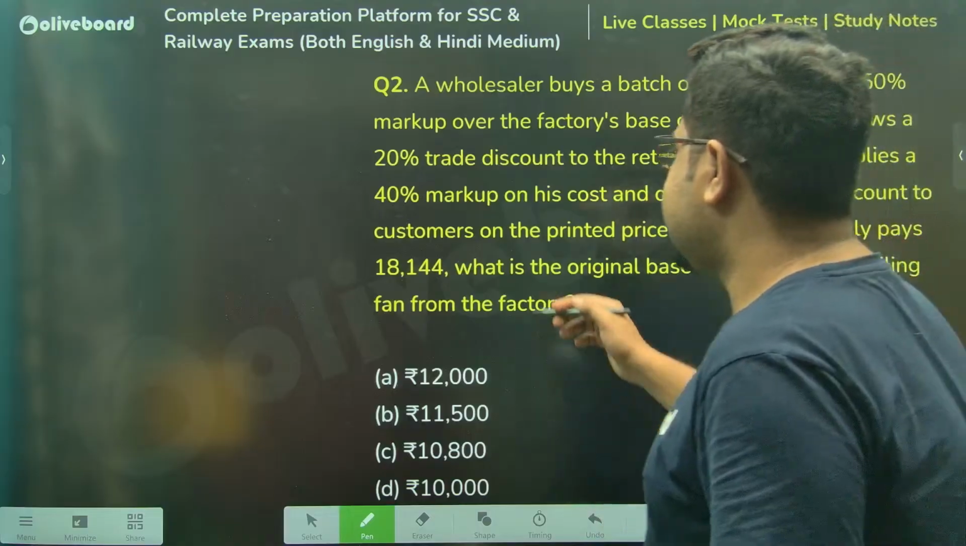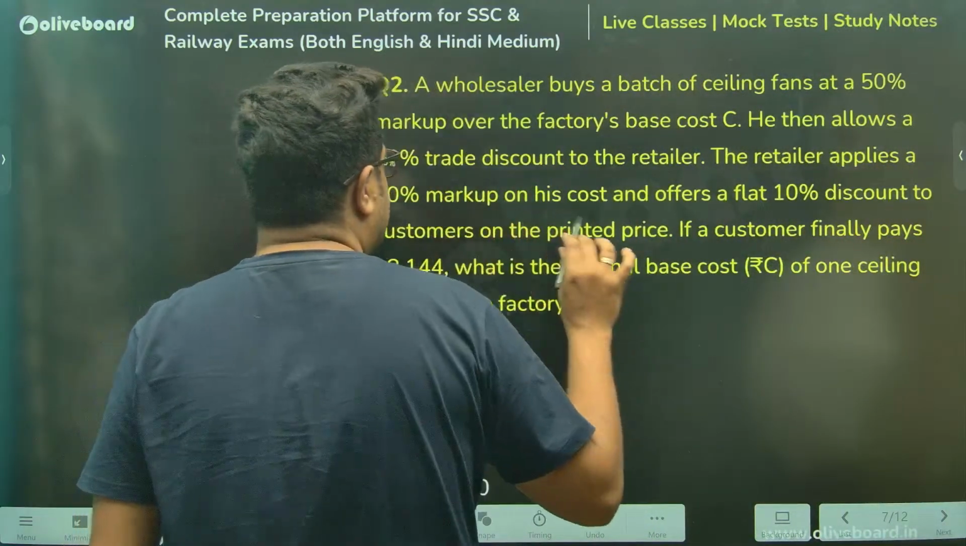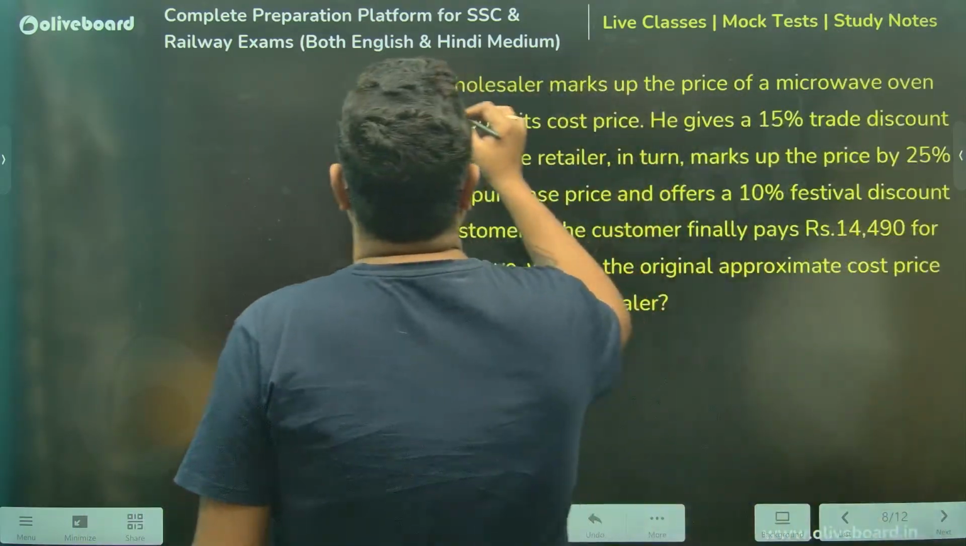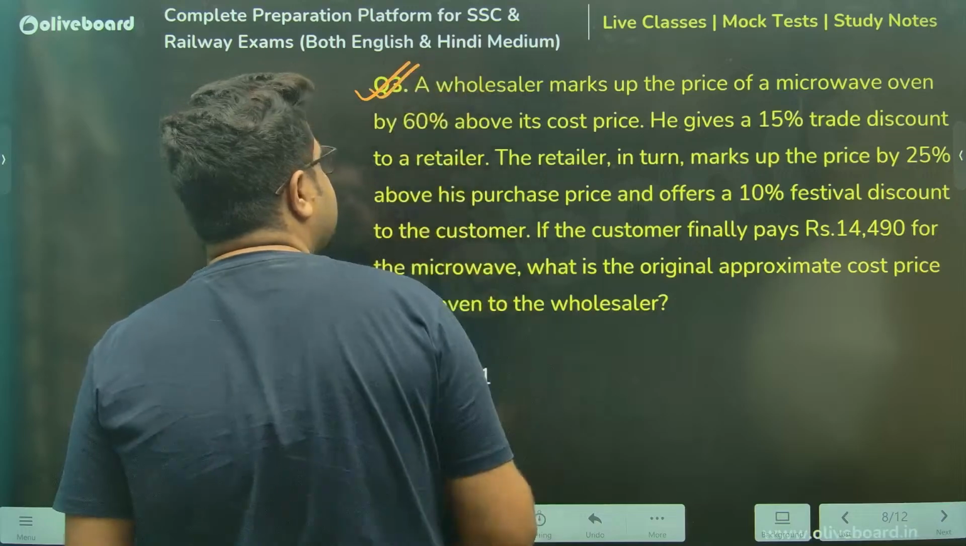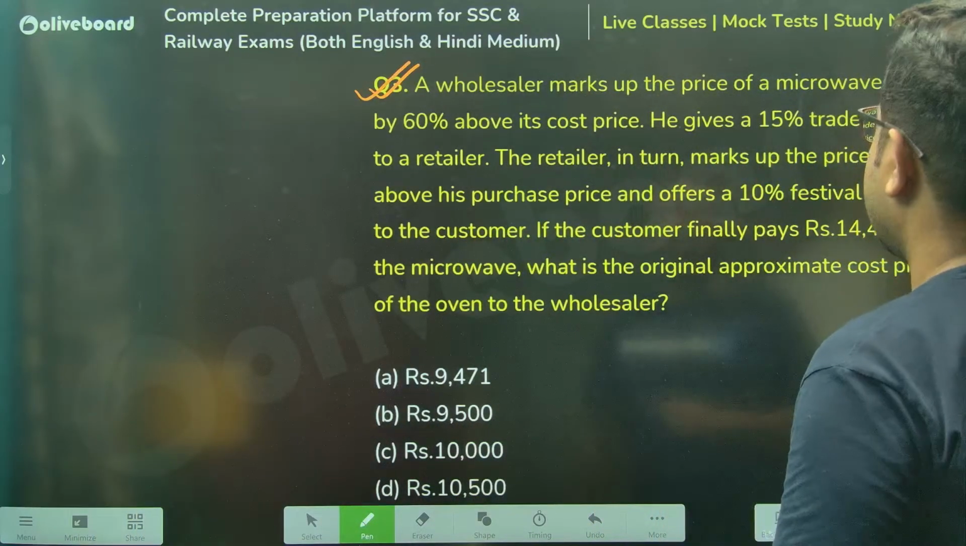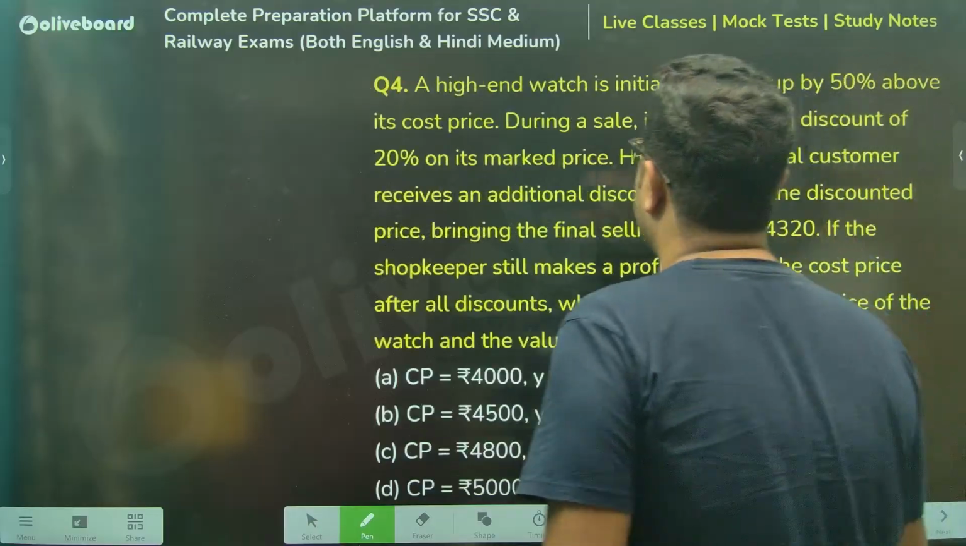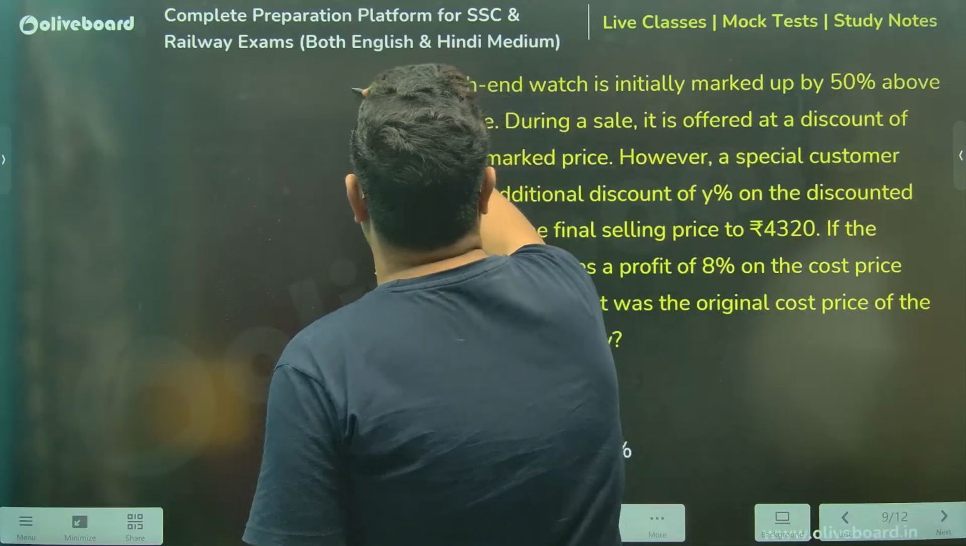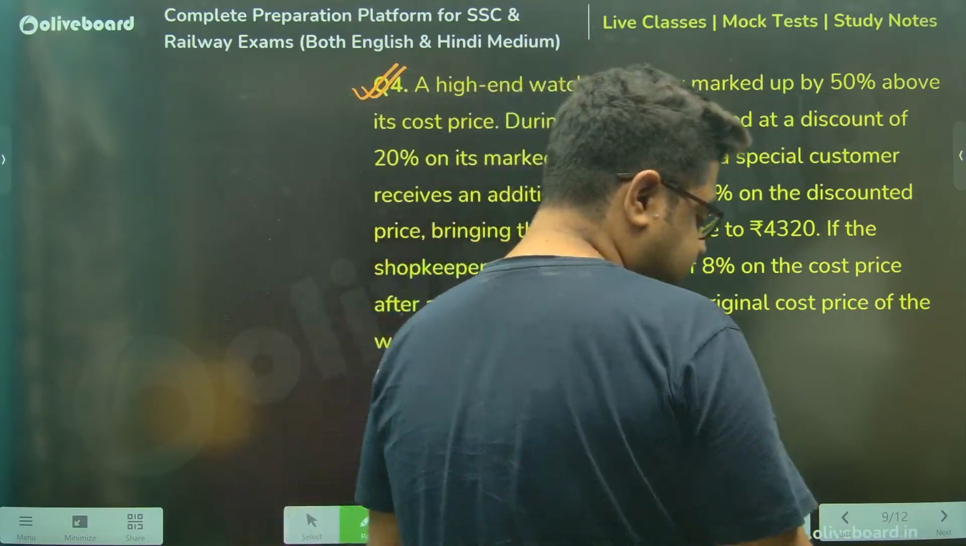Next one, please. Not this one, sorry. Let's do this one. Is this also about trade discount? Okay, trade discount we will do later. First, let's focus on this then.